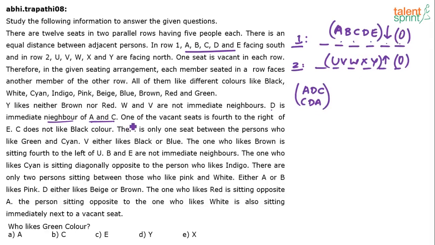Look at this. One of the vacant seats is fourth to the right of E. Now this to some extent looks like a good starting point. One of the vacant seats is fourth to the right of E. Remember, E is in the top row. E is facing south.